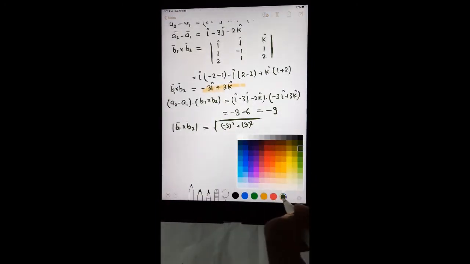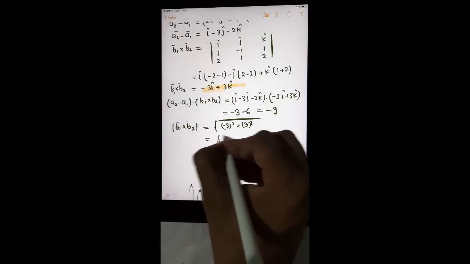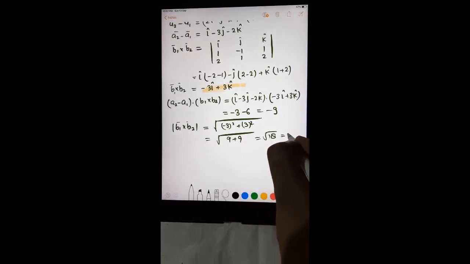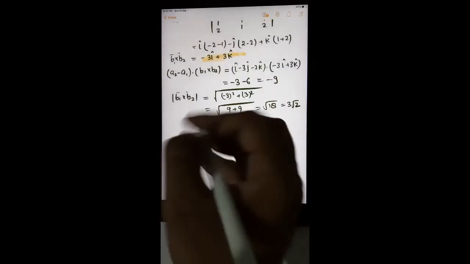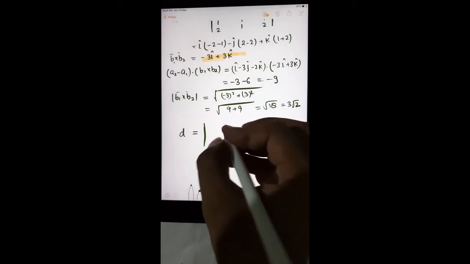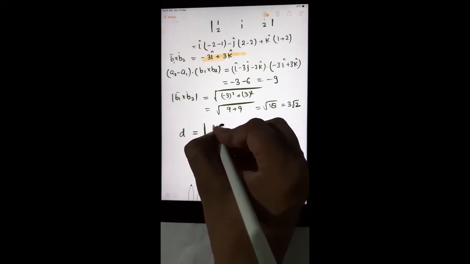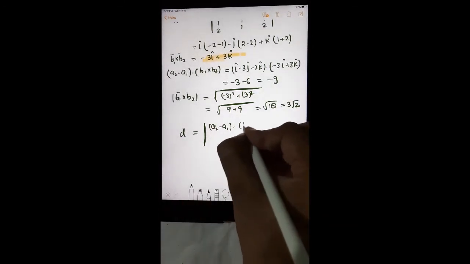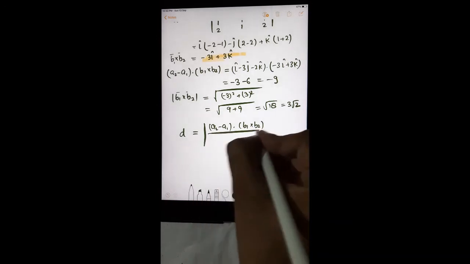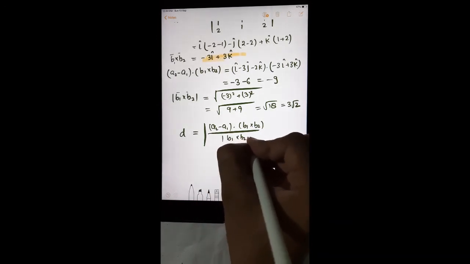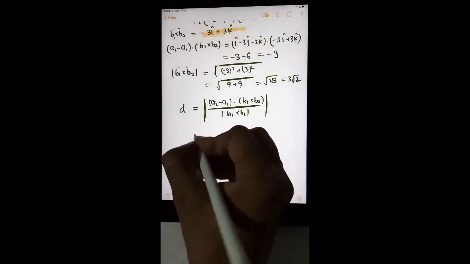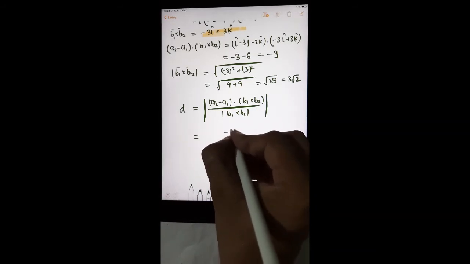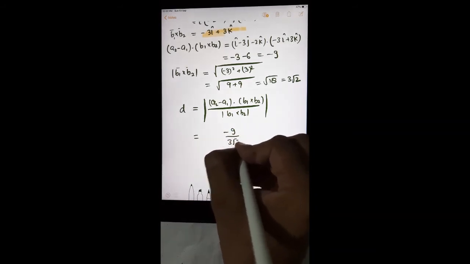So we get under root 9 plus 9, that is under root 18, which can be written as 3 under root 2. So the distance, the magnitude of b1 a2 minus a1 dot b1 cross b2 divided by magnitude of b1 cross b2. So place the value here. For the value numerator, the value is minus 9, and the denominator it is 3 under root 2.